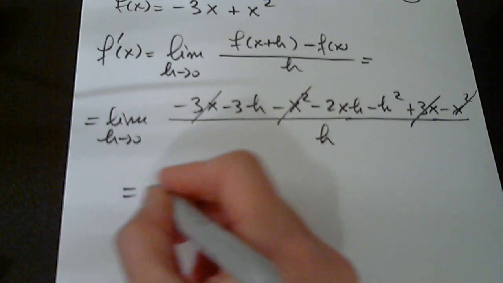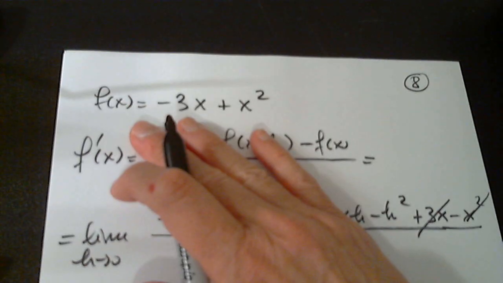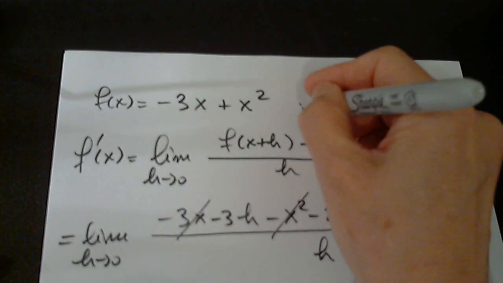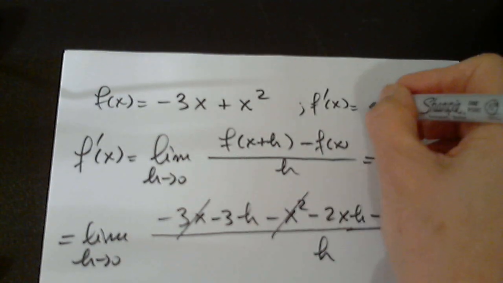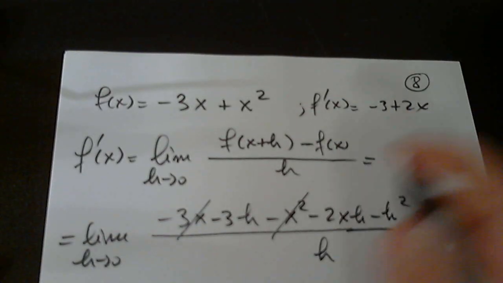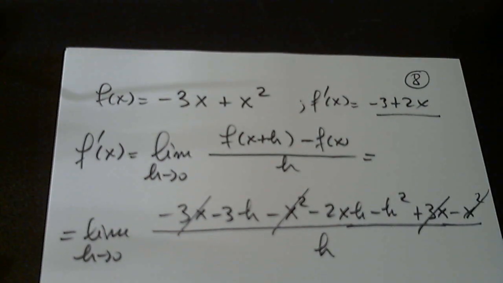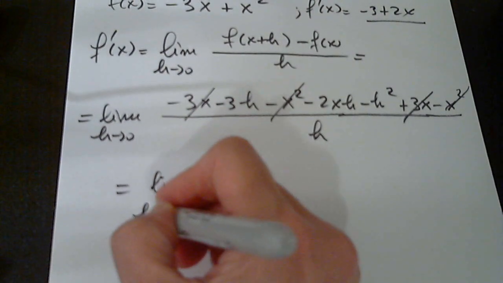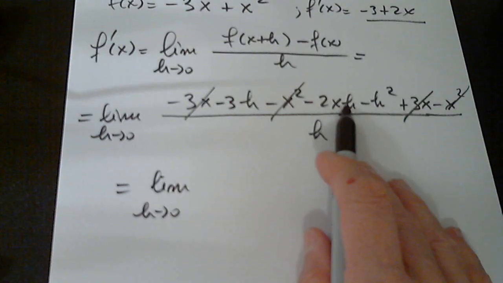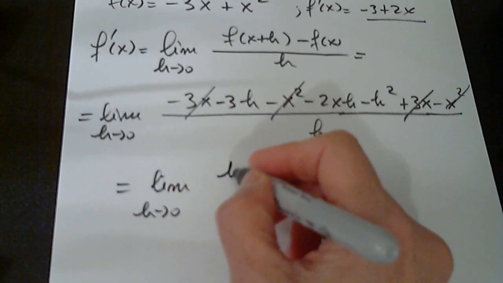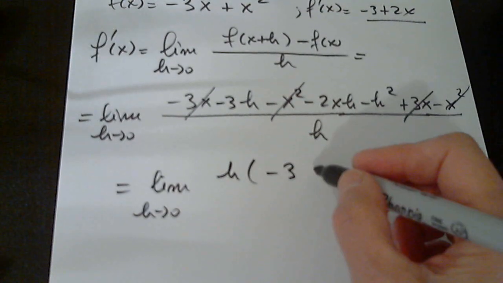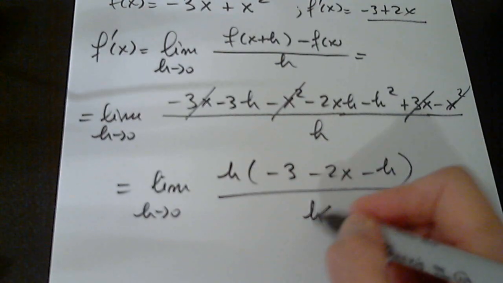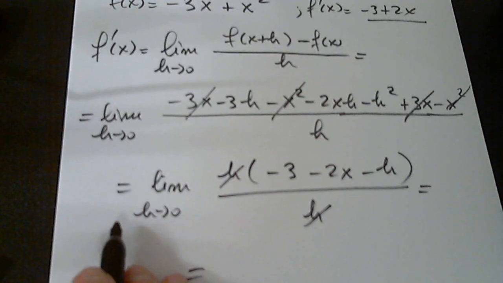Okay, so then limit. So from the very beginning, what I would do when I'm asked to use the definition of the derivative, I will immediately find the derivative as I know how to find it, and I know where I'm going from the very beginning. Okay, so then I have limit as h approaches 0. I see 3 terms that have h in common. H is out, -3 minus 2x minus h divided by h.